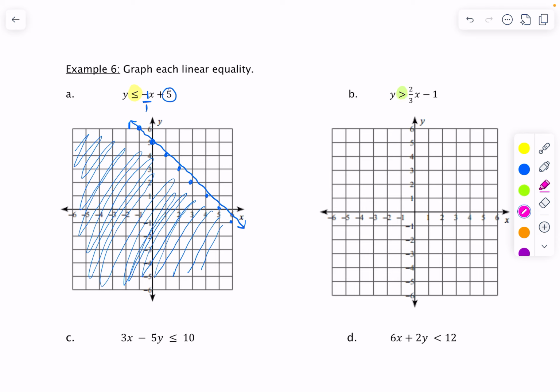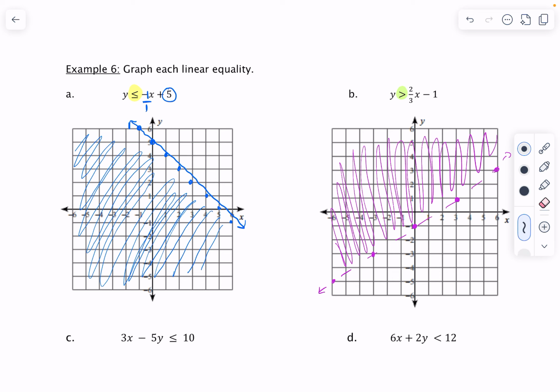I've got a starting point at -1. Again, using that highlighter. Starting point at -1. And now my slope is 2/3, and I want to make a positive line. So I'm going to go up 2/3 to the right. Keep making points, down 2/3 to the left. And then I'm going to connect this with a dashed line because it doesn't have the equal to at the end. Now I'm going to shade above because that's a greater than symbol, and we shade above with greater than.